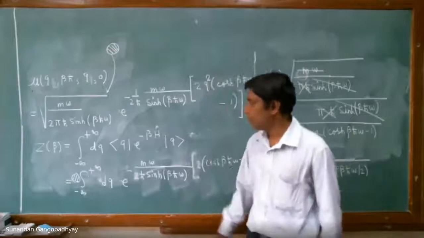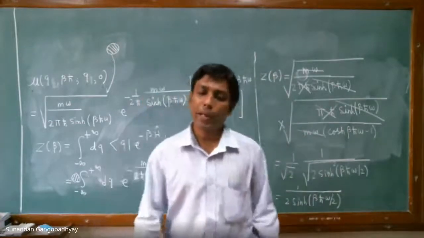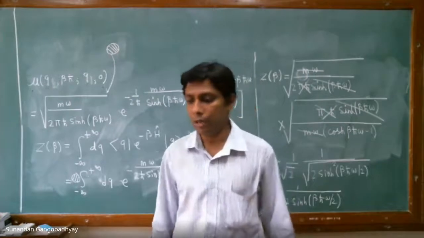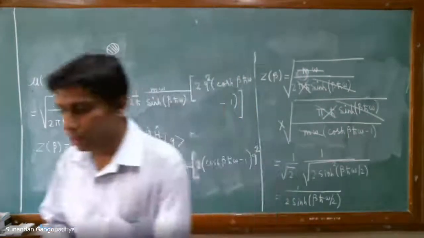So we shall continue from here in the next class, and we shall compute the propagator of the quantum harmonic oscillator in one dimension.